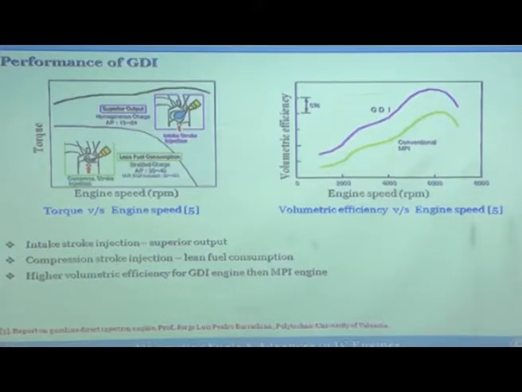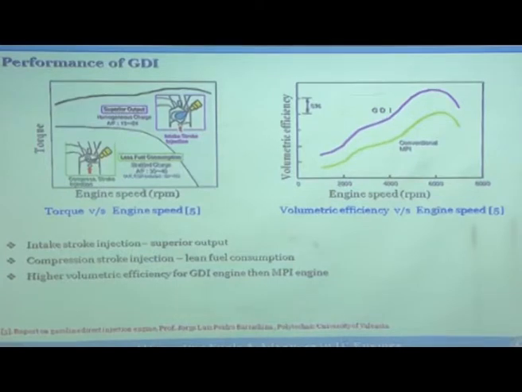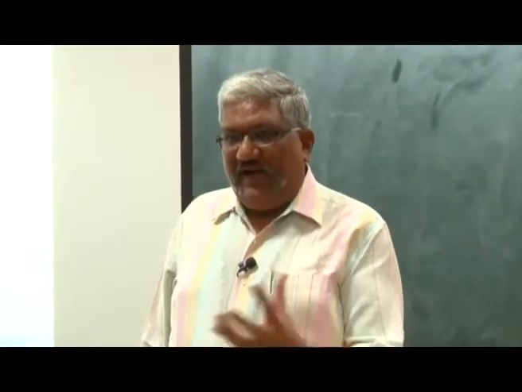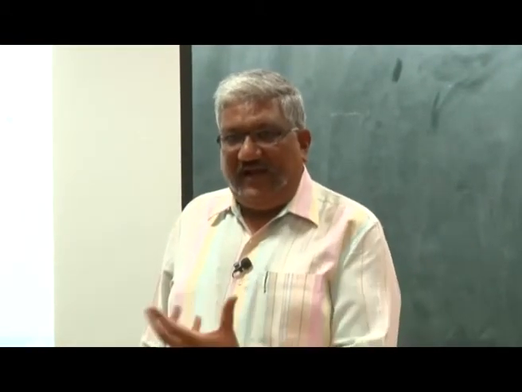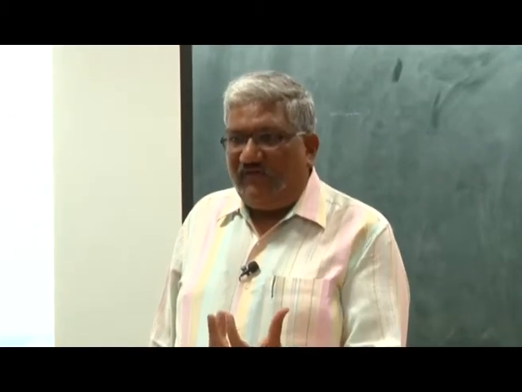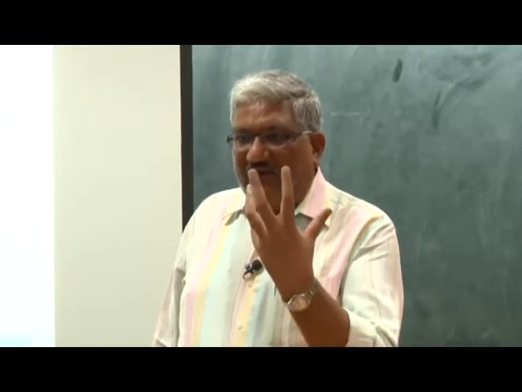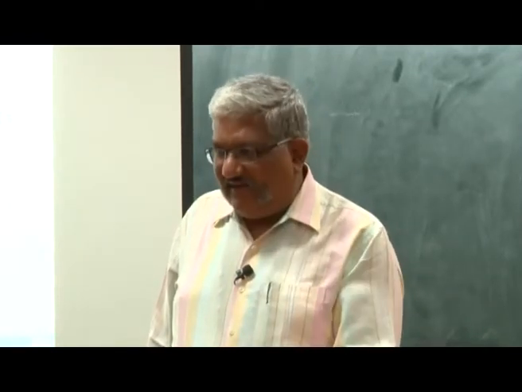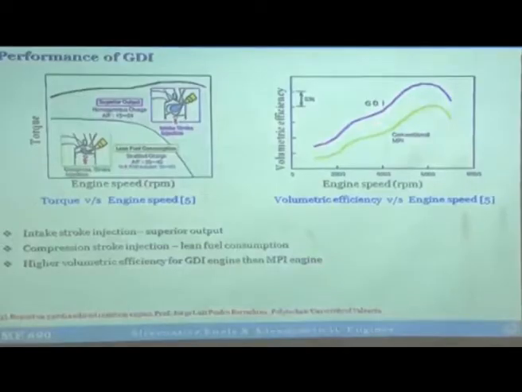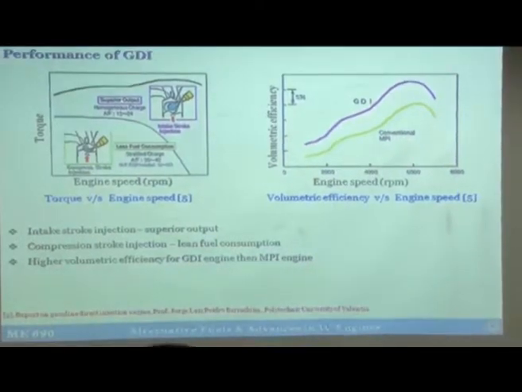In GDI engines, it is higher. Why? Because you are injecting the fuel in the cylinder and you are allowing the fuel to evaporate. Once the fuel evaporation happens, what happens? It will absorb the latent heat from the surrounding air. Temperature of the intake air will fall. Once the temperature falls, the density will increase. It will create more vacuum, so more air will be sucked into the combustion chamber. And that is why the volumetric efficiency of GDI engine is about 5+% higher than conventional MPFI engine.